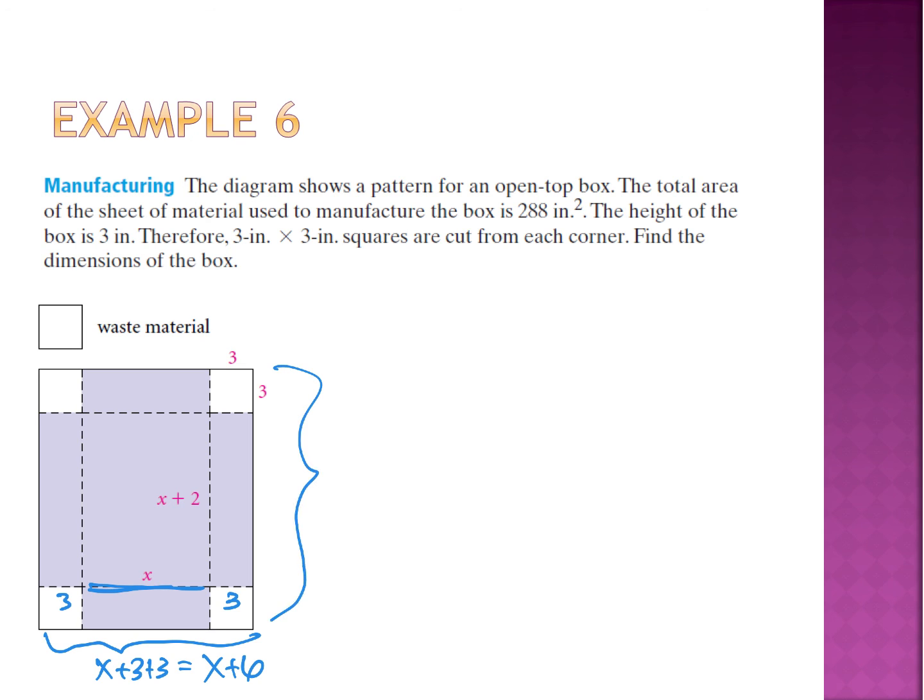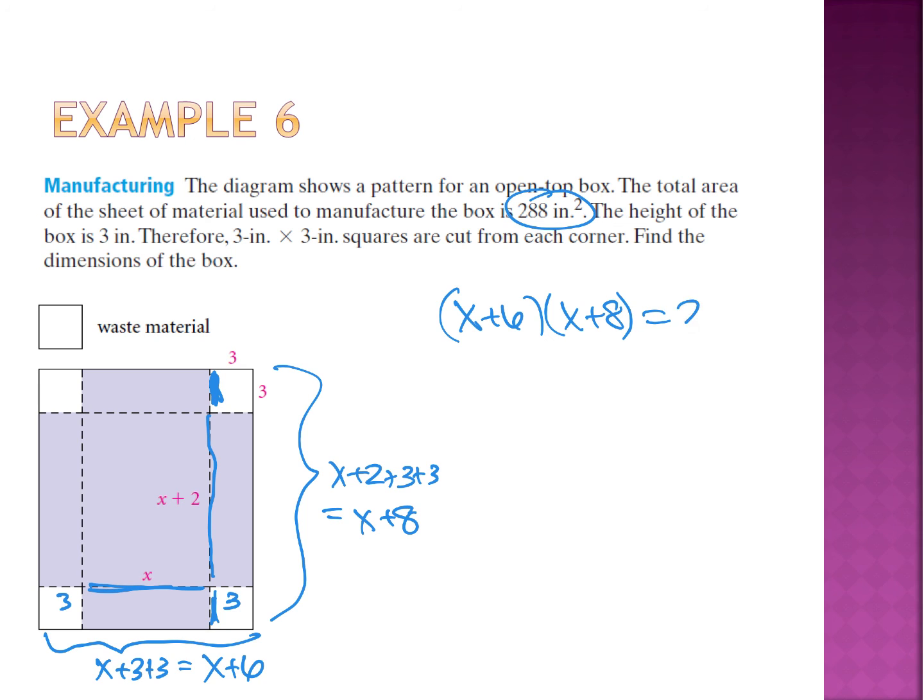Likewise, if I come over here, I know that this distance is really x plus 2, but then I have a 3 up here and a 3 down here, so I'm going to go plus 3 plus 3, and I end up with x plus 8. So these are the dimensions of my box. So I really have x plus 6 and x plus 8, and to find the area, I'm going to multiply these. And I'm told that the total area of the box is 288 square inches.